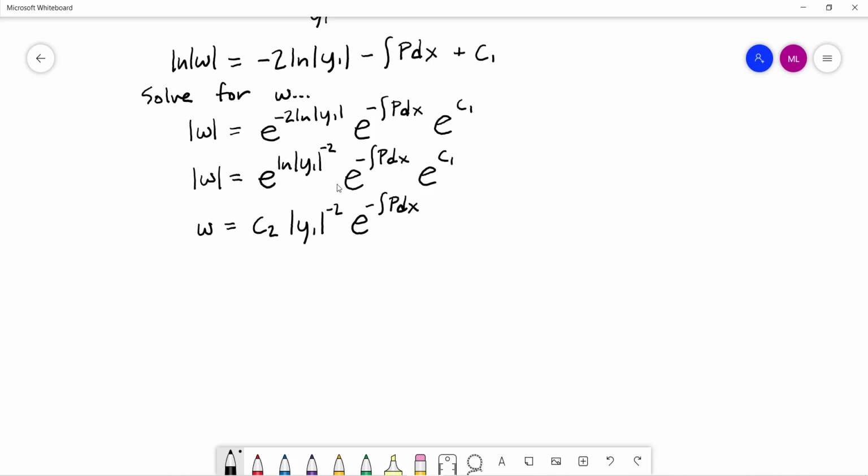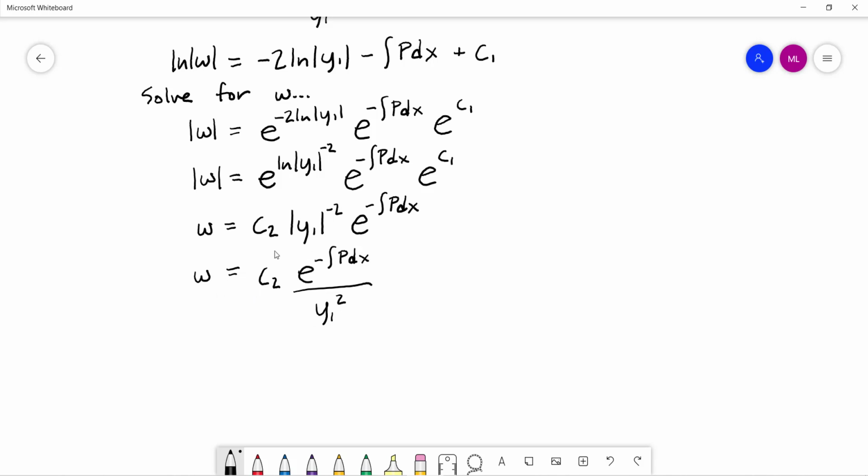If you think about this, this is the same as rewriting it as w equals c2 times e to the negative integral of p dx, and we really just have a y1 squared in the denominator. And I can drop the absolute values here, right? The negative sign is what makes it show up in the denominator. But I can also drop the absolute values because we're squaring it regardless. So we don't need the absolute value if we're squaring it.